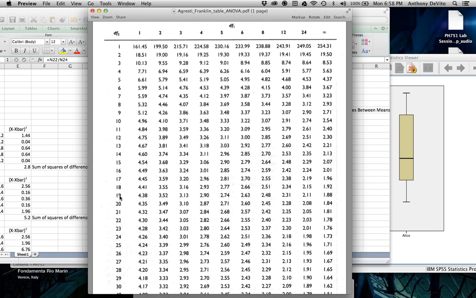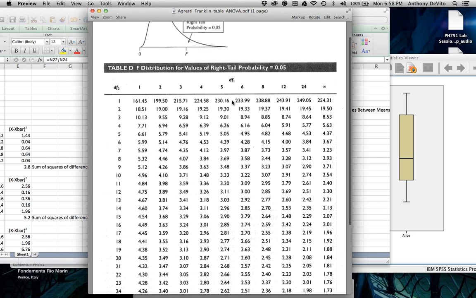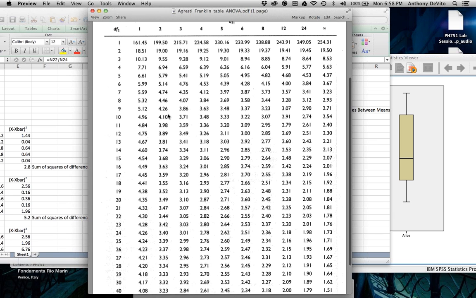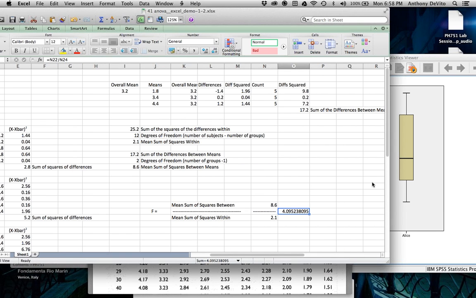If we had a very large sample, we might be down to 120, if each of the groups had, say, 3 groups with 40 or 4 groups with 30 people in them, and so forth. We'd be looking down here. If we were comparing 6 groups, we'd be looking at the column with 5 degrees of freedom. So in our case, 2 degrees of freedom across the top, and going down to 12 degrees of freedom within the groups, 15 minus 3. So that's 3.89. We reject the null hypothesis.